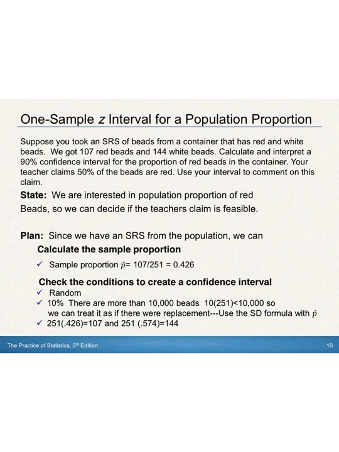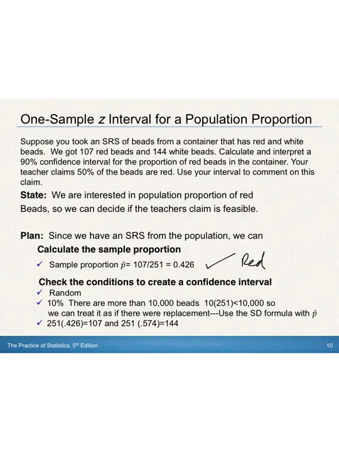So first, here's our state: we are interested in the population proportion of red beads so we can decide if the teacher's claim is feasible. Plan, we're going to calculate the sample proportion, check. 107 out of the 251 are red. Then we're going to check our conditions.